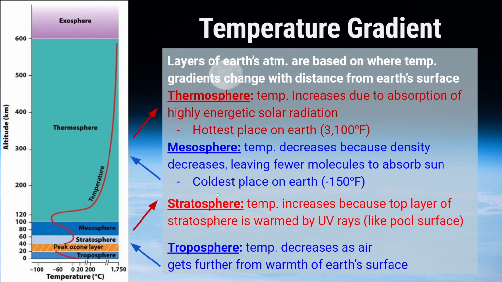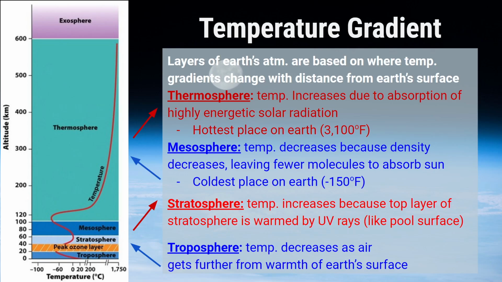Let's take a look at the way that temperature changes within each layer of the atmosphere. It is important to point out that these layers are actually determined by the changes in temperature gradient. We will start at the lowest layer and work our way up, and I want you to keep an eye on the graph over to the left and on these red and blue arrows as we go, because they can remind you of what is happening to temperature in each layer.